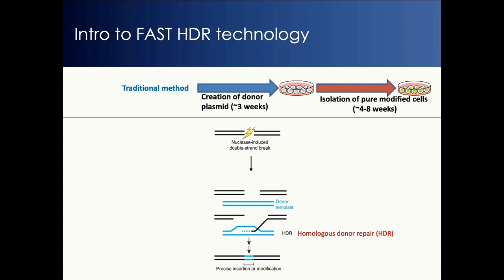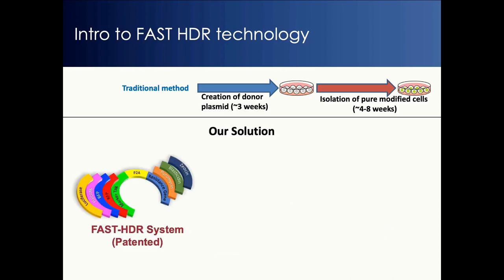So we saw an opportunity here to create a new type of donor vector that will try to avoid these major hurdles. Our approach was to develop a plasmid system for homologous donor recombination that was easy to assemble in a single reaction instead of requiring multiple steps.